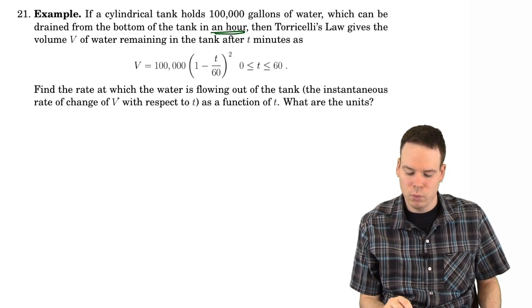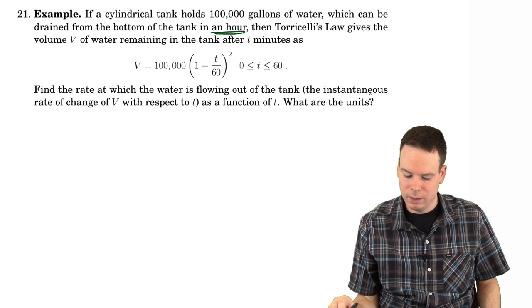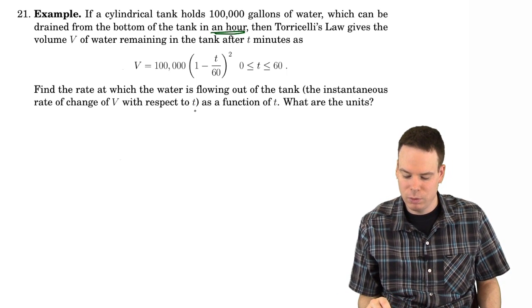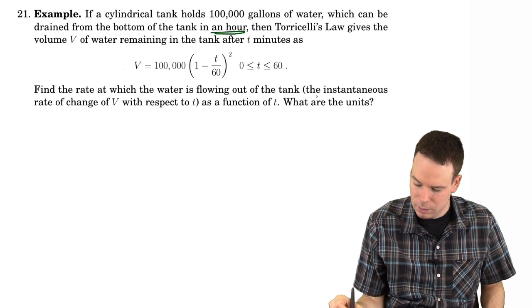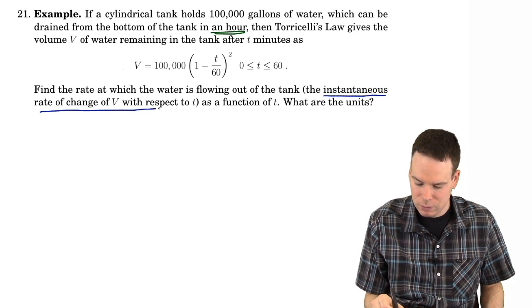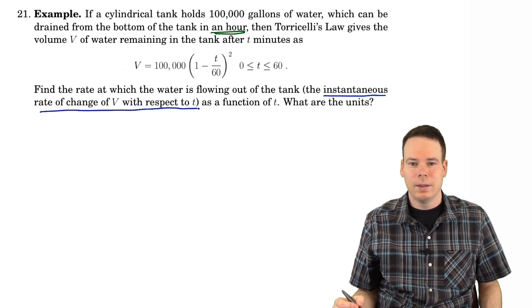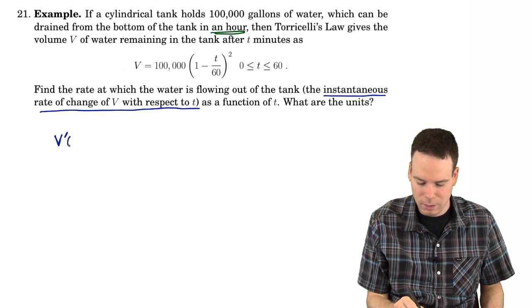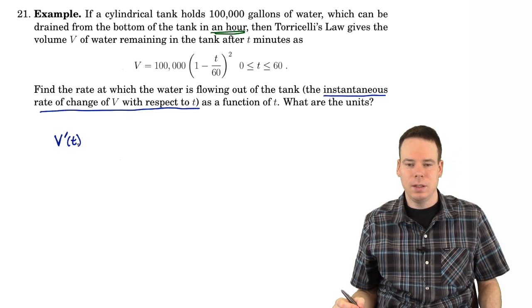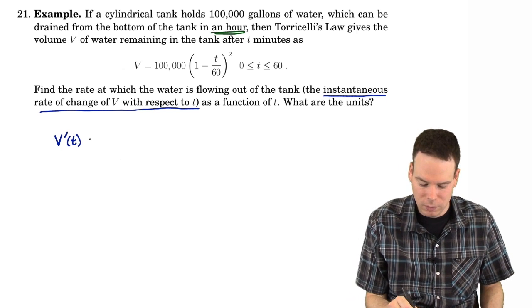So we want to find the rate at which the water is flowing out of the tank, in other words, the instantaneous rate of change of v with respect to t as a function of t. What does that mean? The instantaneous rate of change of v with respect to t. That immediately screams to us, we want to know the derivative of v with respect to t. What's the derivative of v with respect to t?